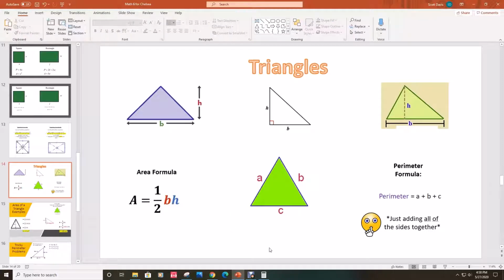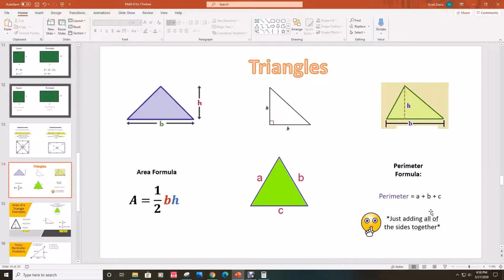Okay. But for a triangle, you have 2 formulas. You have your area formula, which is right here. Area of a triangle equals 1/2 times the base times the height. And then your perimeter, I put my little secret there because it's the same thing as everything. Perimeter is adding all the sides together.